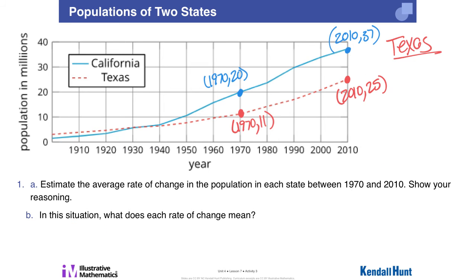Now we have this graph looking at the populations of California in the blue line and Texas in the red dashed line. And we are going to estimate the average rate of change in the population in each state between 1970 and 2010. The first thing I did is on each line, I put my points at 1970, and then I had to estimate what the population was at that point in millions. So here's my 2 points there, and then again in 2010, and we are having to do some estimating here, so we're going to do the best we can with that.